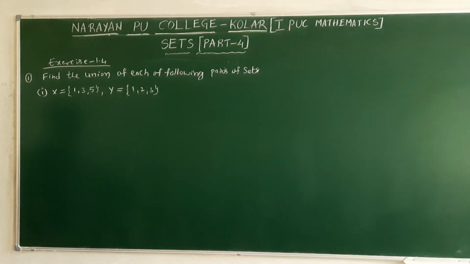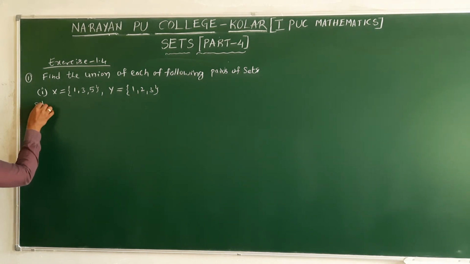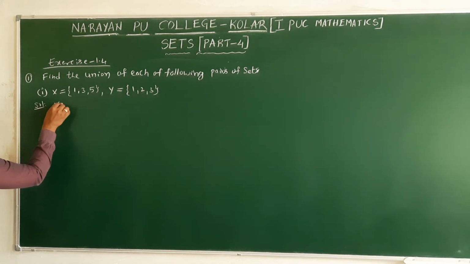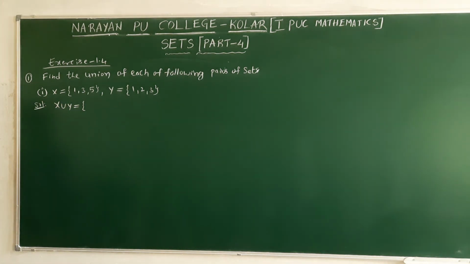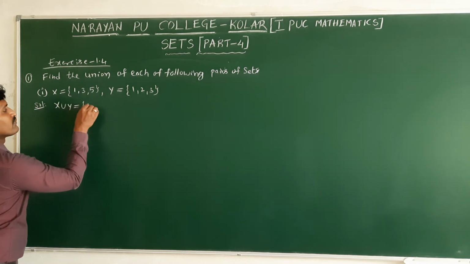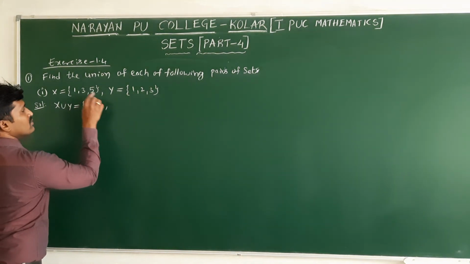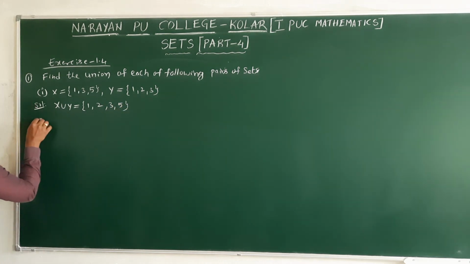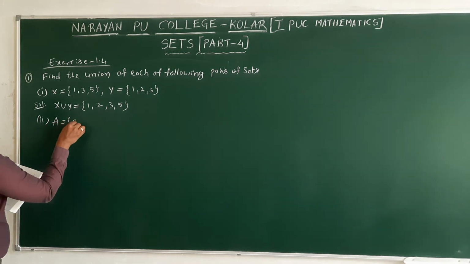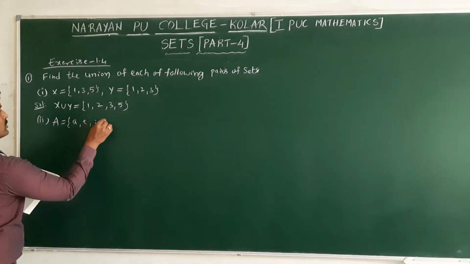I am writing the question and answer here directly. Now we need to find the union operation, that is X union Y. X union Y means what? The set of all elements, we need to combine. Repeated elements, I have to take only once. 1, 2 is there, 3 is there 2 times, but take once. 5. That's the answer.